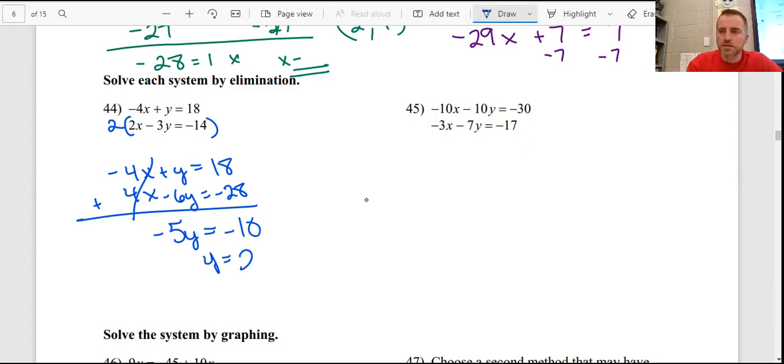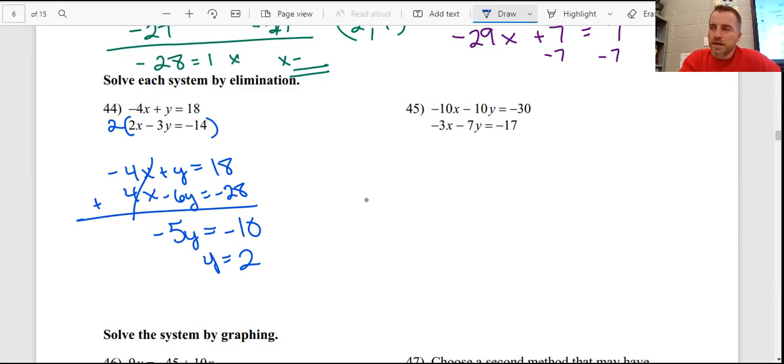Just like before with the other system, we should plug that y in to one of the previous equations. Doesn't matter which one, and we should solve for x to find the rest of the solution. But I just wanted to show you that before jumping into 45, where it's a little more difficult to make them have the same coefficient.